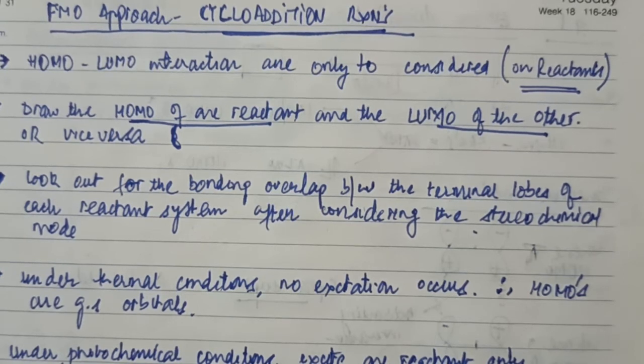Now what we need to do is, we need to draw the HOMO, we need to draw the LUMO, and then try to understand the interactions they are having with one another. That means, are they having bonding interaction with each other, or are they having anti-bonding interactions with one another, considering what stereochemical mode is followed. And if you remember, in the case of cycloaddition reactions, we've considered two stereochemical modes. One was suprafacial, another one was antarafacial.